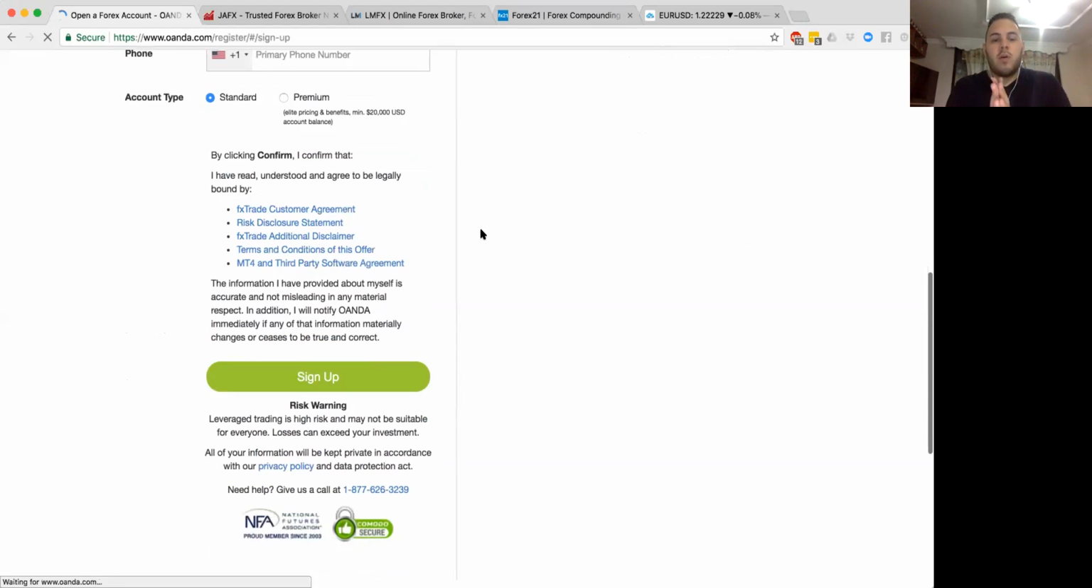Every single broker asks you for two types of documents: your photo ID, which can be your driver's license or a passport, something like that. Driver's license is good. And then the other document is just a verification or proof of address, okay? Which can be any bank statement or utility bill. You just take a picture and upload it to them.